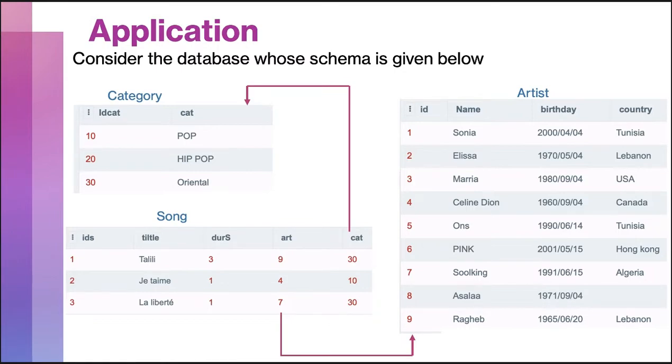Consider a database whose schema is given below. We have three tables: artist, category, and songs. Artist is defined by ID, name, birthday, and country of artist. Category has ID category and category name. And song has ID, title, duration, artist, and category.